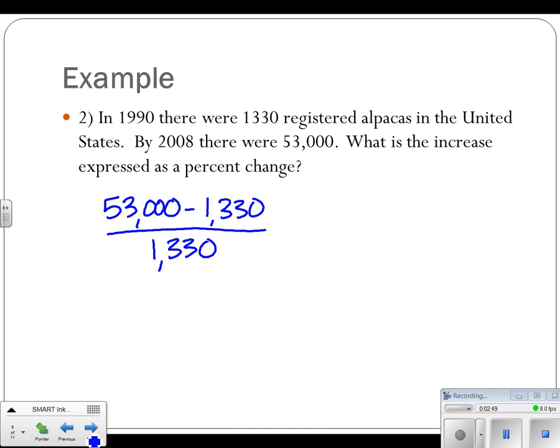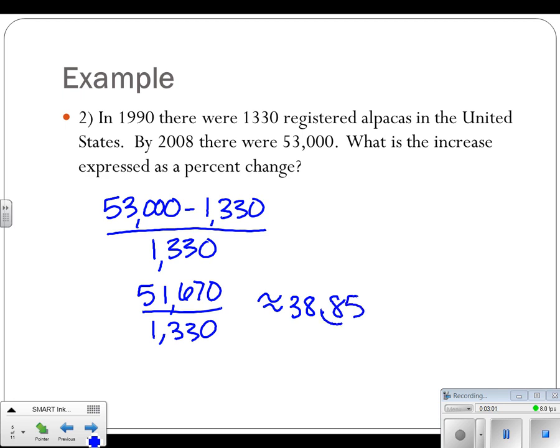The difference on the top is 51,670. Divided by the original gives you approximately 38.85. So as a percent, when we move the decimal over 2 places, that would be approximately 3,885% of an increase. And that is a considerable increase. Think about the data we had here. It went from 1,330 to 53,000.